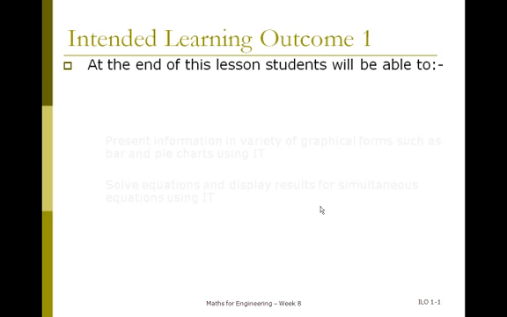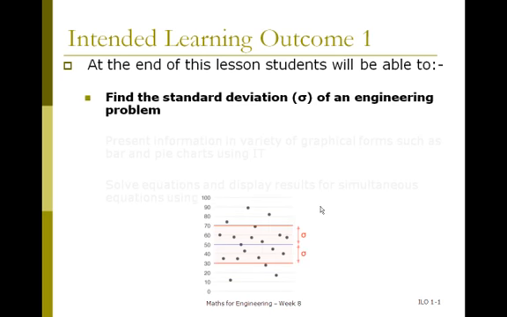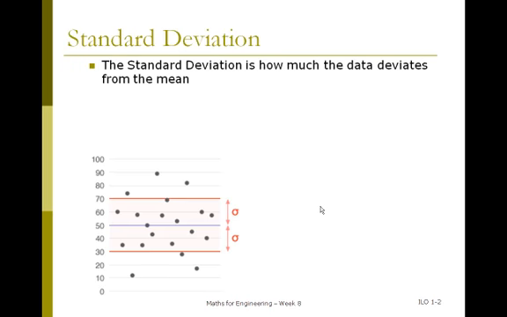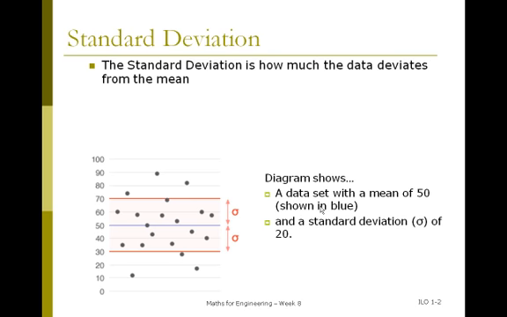At the end of this lesson, students will be able to find the standard deviation of an engineering problem. Now, the standard deviation is how much the data deviates from the mean. In the diagram on the slide, it shows a data set that has a mean value of 50. This is indicated by the blue line. The diagram also shows a standard deviation of 20, which is 20 either side of the mean.